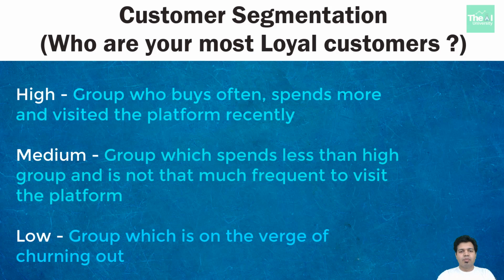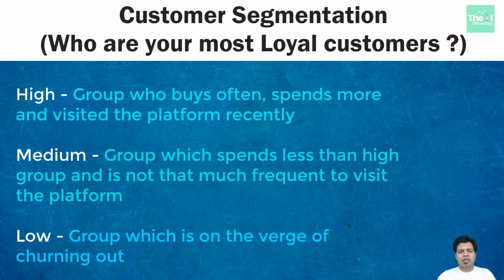A medium group is one which visits the e-commerce website or platform, but not as frequently as customers in the high group. They spend comparatively less money than customers in the high group, and they might not have purchased a product very recently. Customers in this group have medium RFM scores. Then we have the low group, in which we have low scores of RFM values. Customers in this particular group tend to churn out, and they are those customers who have not bought from the platform or e-commerce website for quite long. In fact, they visited the website only once, maybe to redeem some coupons or get some discount.